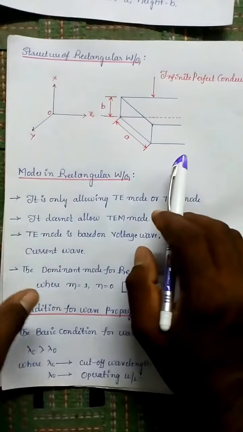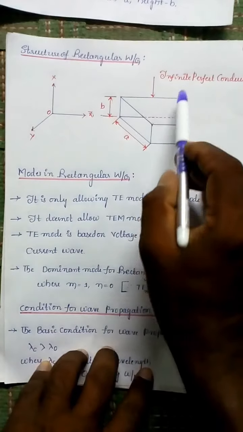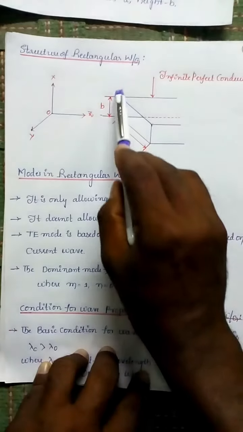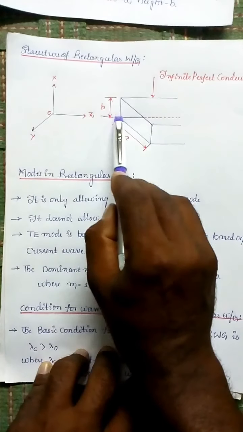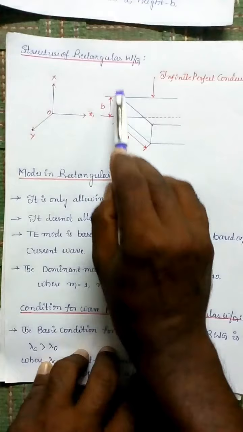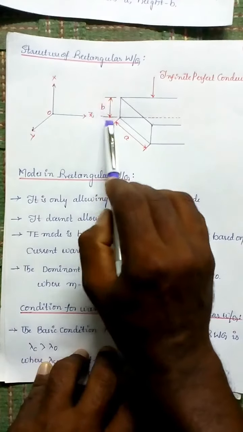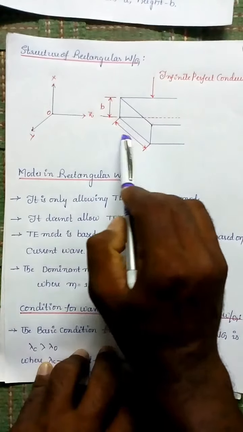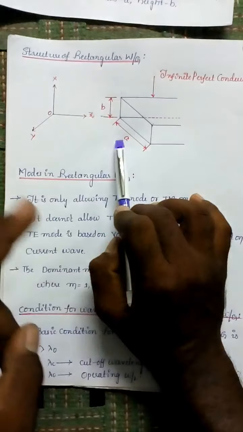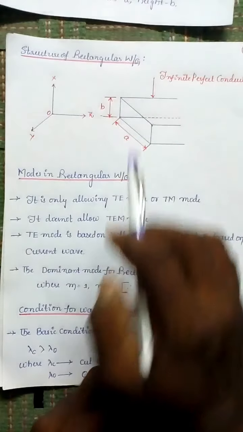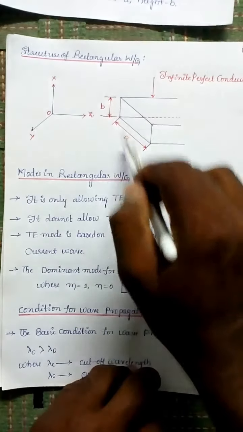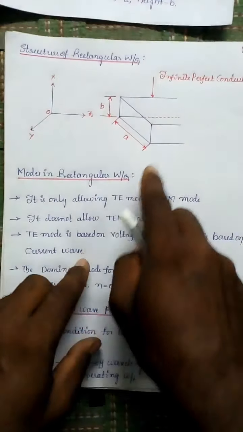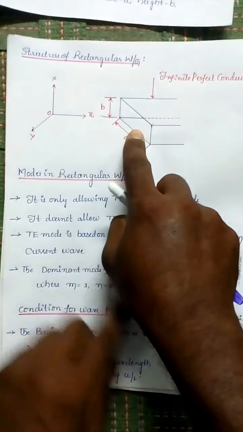Our topic is rectangular waveguide, so I'm drawing a small rectangle, one part of the rectangle, just imagine. This is the height of the rectangular waveguide, denoted by b, and this is the width, denoted by small a. These a and b are very important parameters in the rectangular waveguide. You can see how important they are. So this is the structure of the rectangular waveguide.